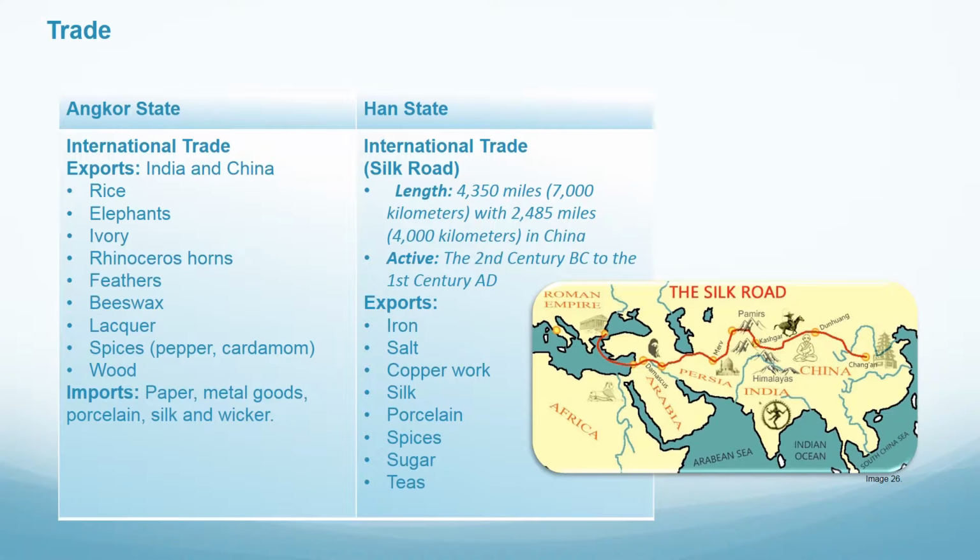In the Angkor state, international trade was mainly with China and India. Exports included rice, elephants, ivory, rhinoceros horn, feathers, beeswax, lacquer, spices including pepper and cardamom, and wood. The imports were paper, metal goods including bronze, porcelain, silk and wicker.